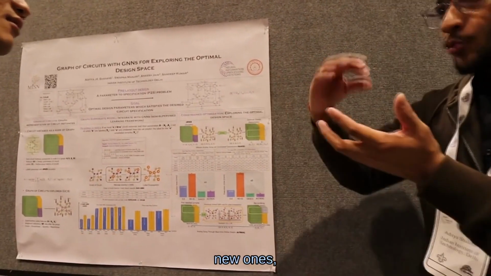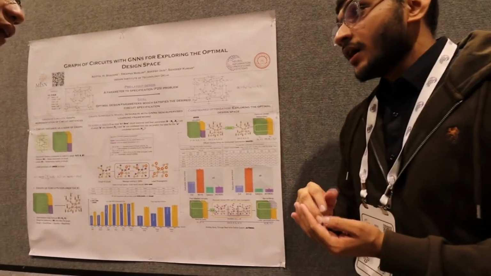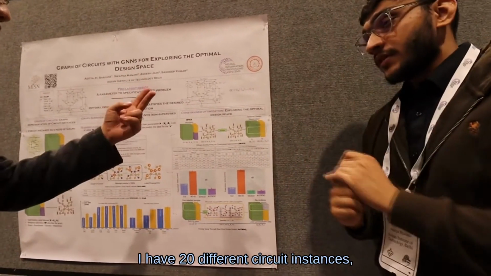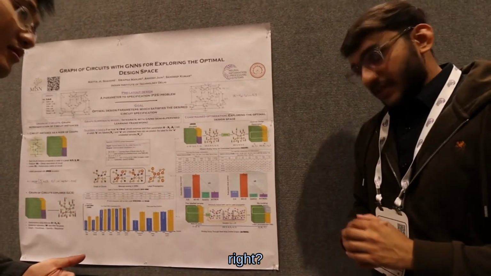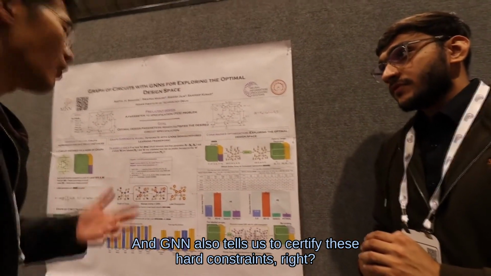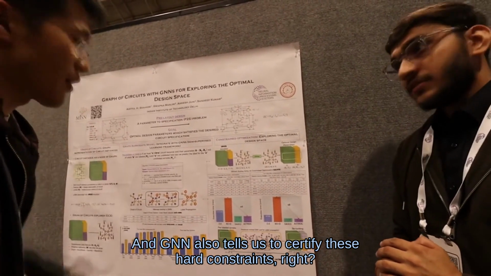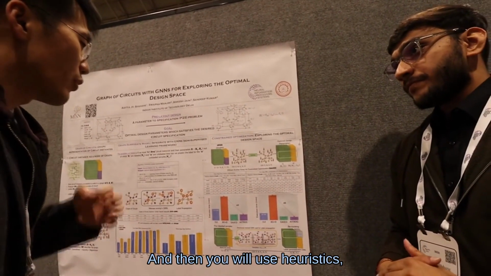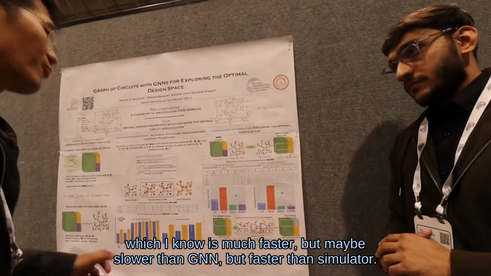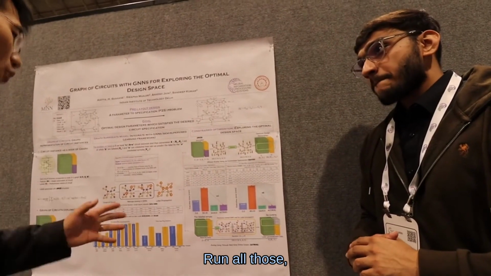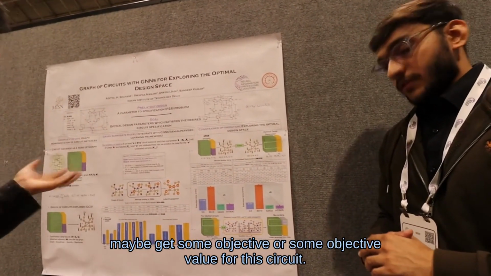Then you will get the new ones, correct? Why is this a new one? See, here I have 20 different circuit instances, right? Correct. And the GNN output tells us they satisfy this hard constraint, right? Right. And then you will use a heuristic, which I know is much faster, maybe slower than the GNN, but faster than the simulator. Run on those, maybe get some objective value for this circuit.